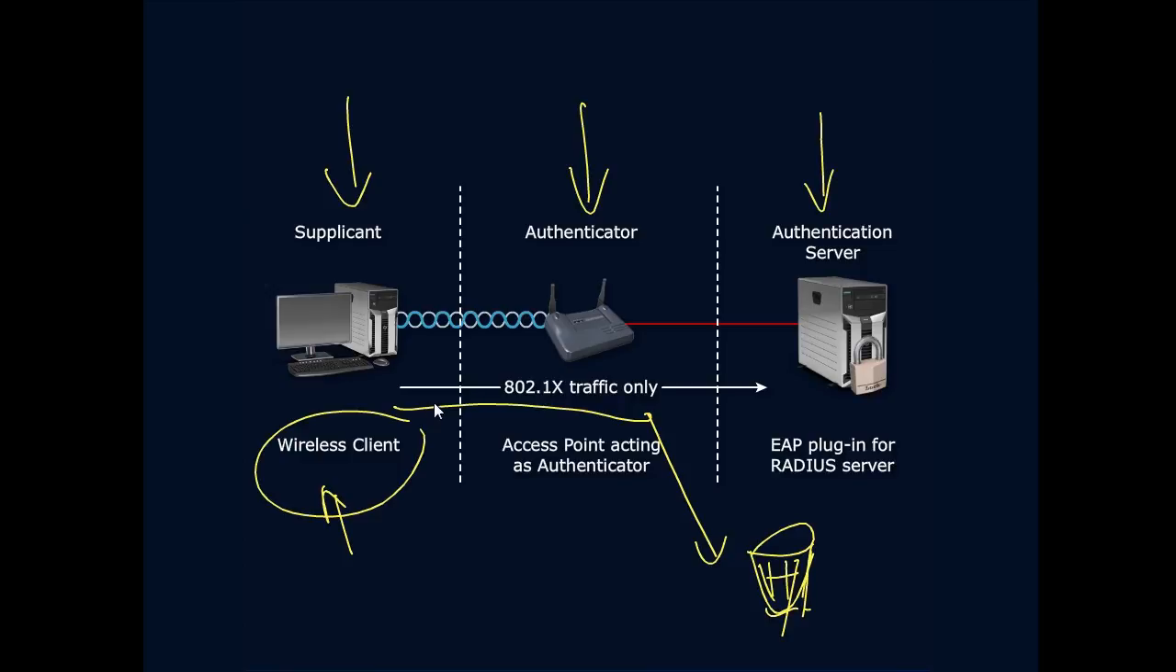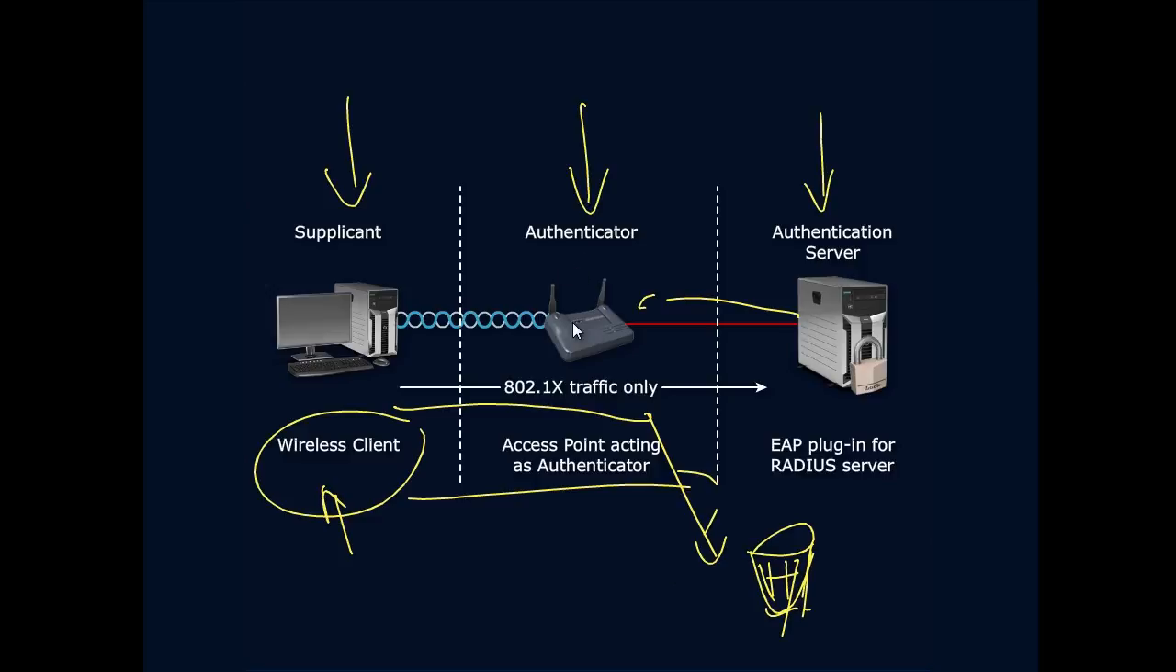So 802.1x traffic is going to be passed along by the authenticator. It's going to encapsulate it and send it along to this authentication server. This authentication server is going to reply back, saying, hey, okay, that supplicant is all right. And then once that process takes place, the supplicant can then have access. Like I said, this doesn't necessarily happen in just a wireless environment. We can see this in a wired environment.